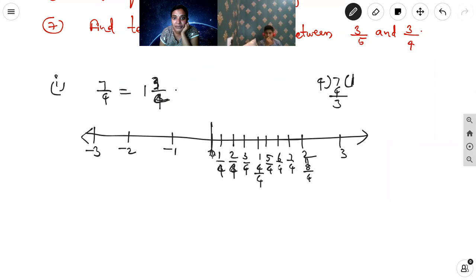In this, it is 0. This is 1. It is 2. 0 to 1, 4 parts. 1 part, 2 parts, 3 parts, 4 parts. Okay. Each and every part is 1/4 part. Where it is 7 by 4, this is the 7 by 4.